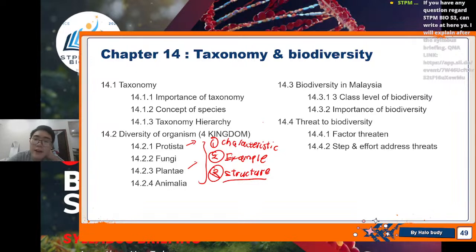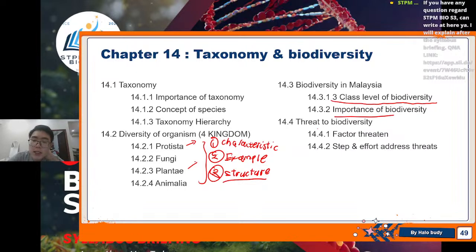And then the third topic and fourth topic is about biodiversity. So biodiversity in Malaysia and threat to biodiversity. So biodiversity in Malaysia, firstly you have to know the definition of biodiversity, and also in biodiversity we have 3 class levels of biodiversity you have to know, and then also the importance of biodiversity.